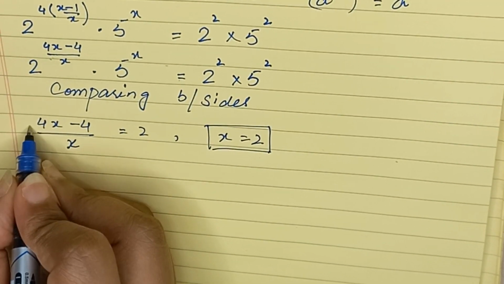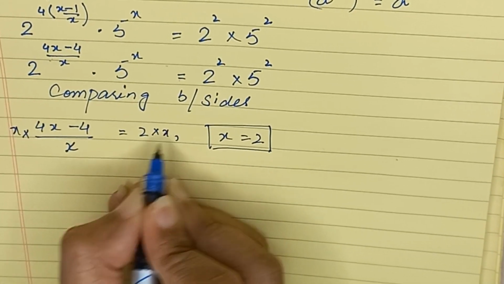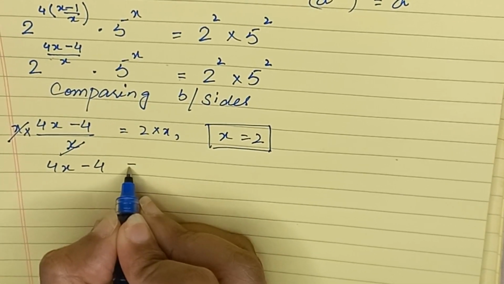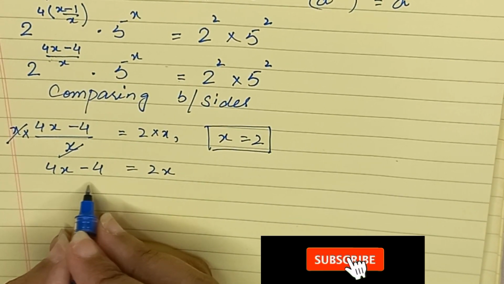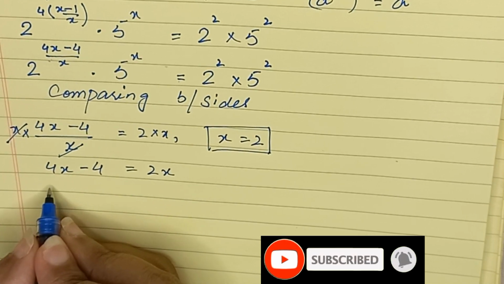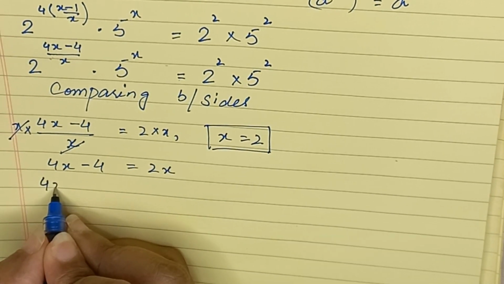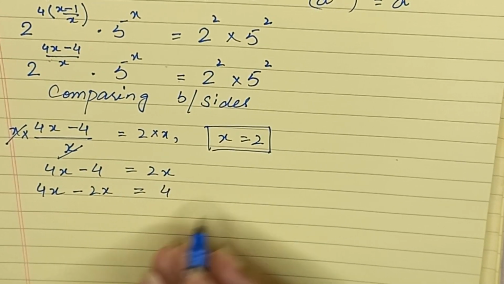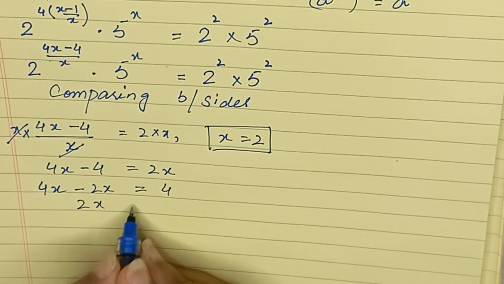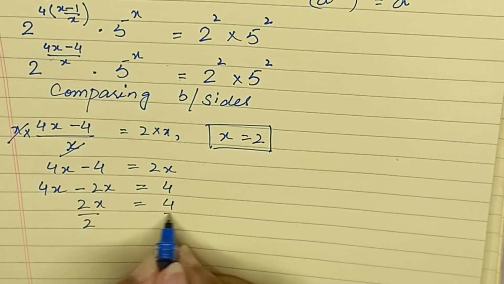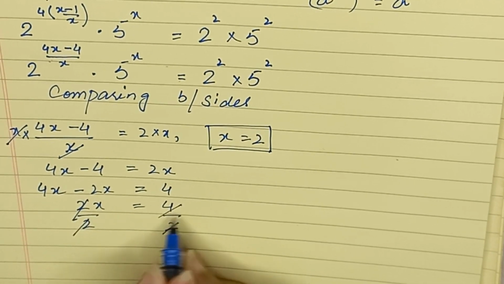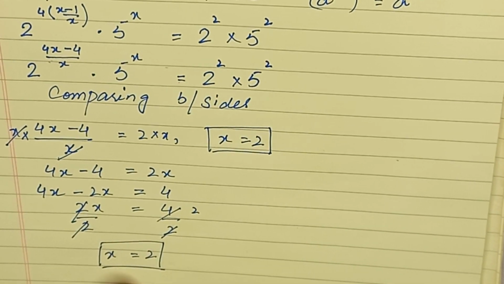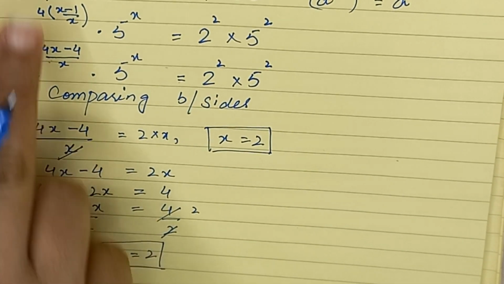Now multiplying both sides by x, x and x will be cancelled out. So from here 4x minus 4 is equal to 2x. Now we will combine like terms. So 4x minus 2x is equal to positive 4, and it will become 2x is equal to 4. Now dividing both sides by 2, from here x is equal to 2. So the value of x is 2.